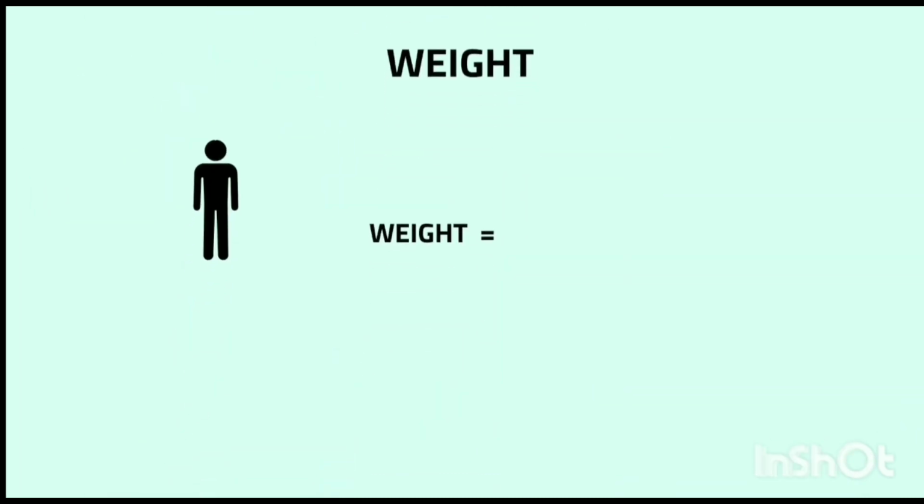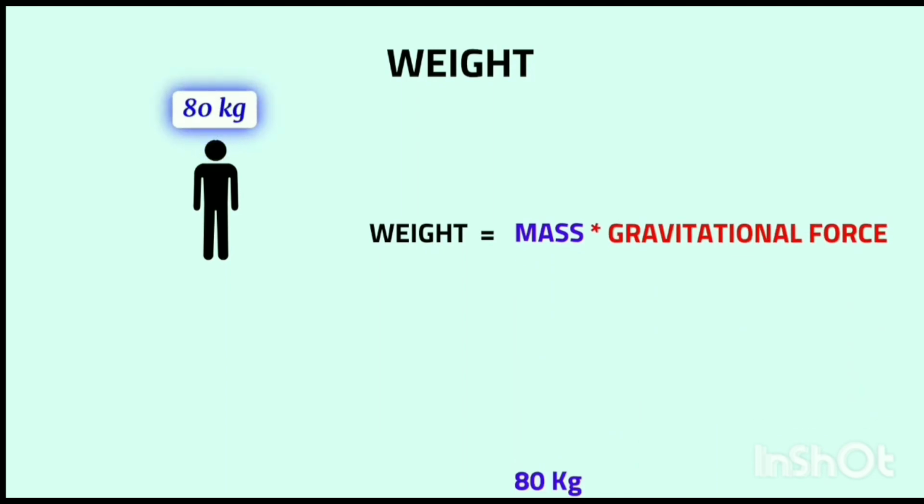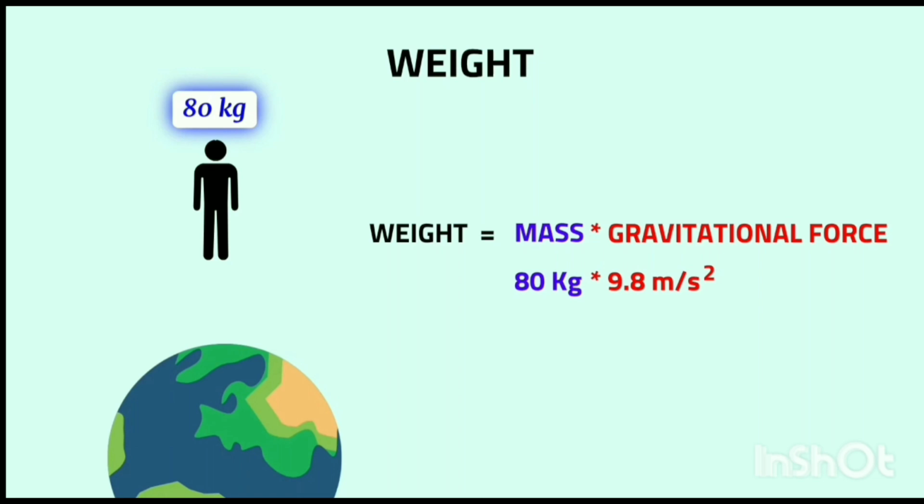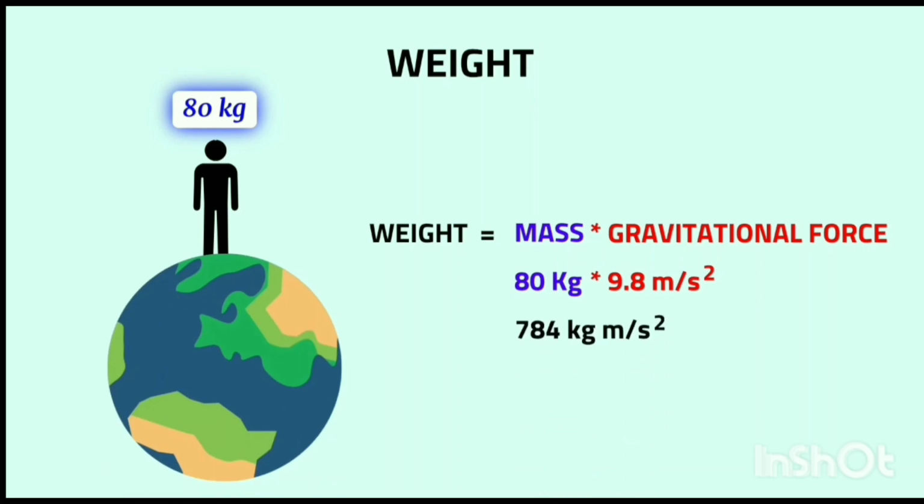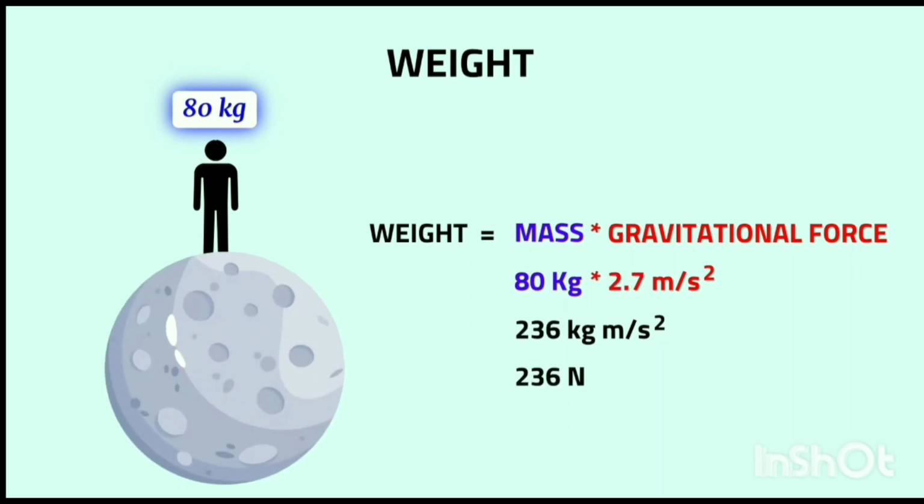So weight equals mass multiplied by the gravitational force. If the object's mass is 80 kilograms, we get its weight on Earth as 784 kilogram meters per second squared, or simply 784 newtons. On the Moon, the same object's weight will be just 130 newtons, as we have multiplied 80 by the Moon's gravitational force, 1.62. Thus, weight is not the same as mass.